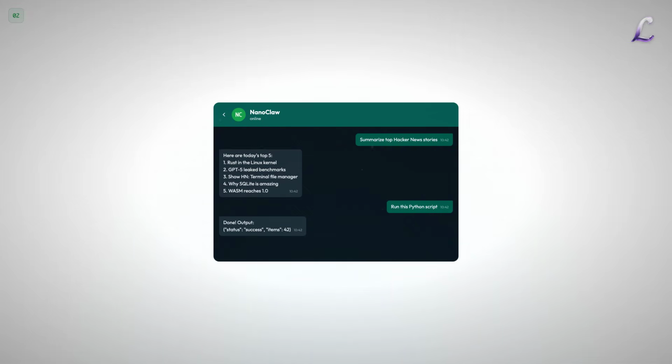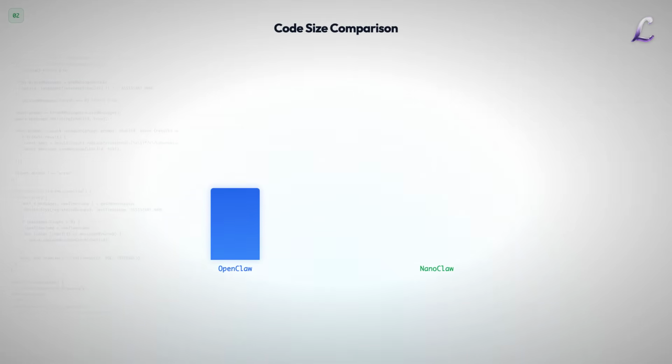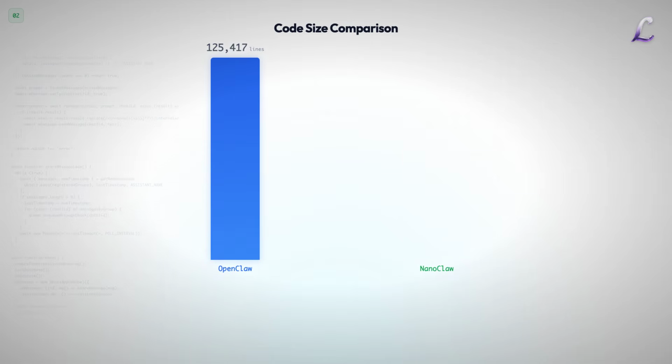Here is the kicker. You can understand the entire system. The core logic is just 300 lines of TypeScript. You could read it during a coffee break. Compare that to OpenClaw, the giant it was inspired by, which sprawls across 430,000 lines. It is the difference between an aircraft carrier and a kayak. Both float, but only one lets you build it, own it, and modify it yourself.